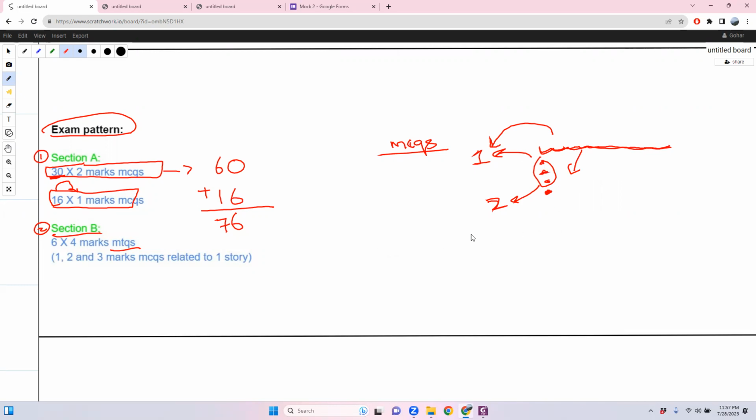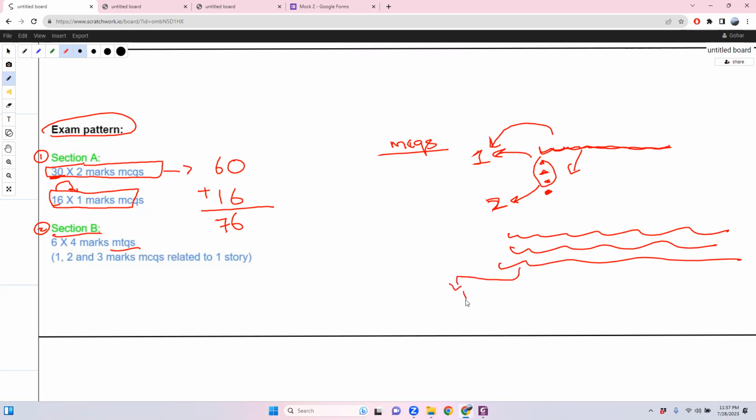But in MTQs, there is no such difference. The only difference is the story given behind each MTQ. An MTQ is a story given to you just like this. And from this story, you will be asked one, two, three, or four questions. It depends upon how many marks the examiner gives for each MTQ. Now, each MTQ has 4 marks available. In each MTQ, there will be either 1, 2, 3, or 4 questions. It depends upon the marks.